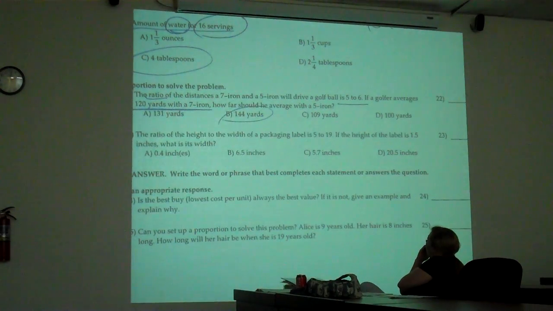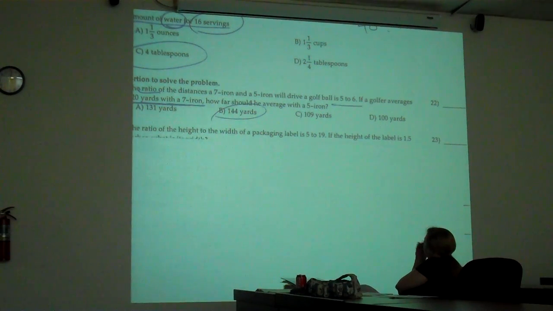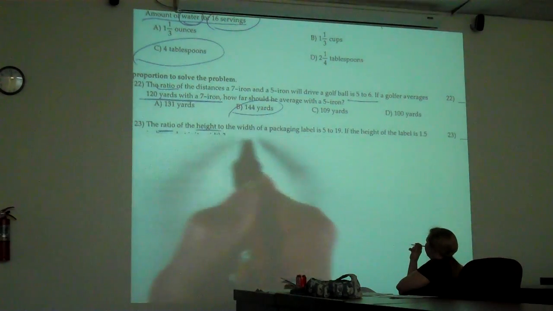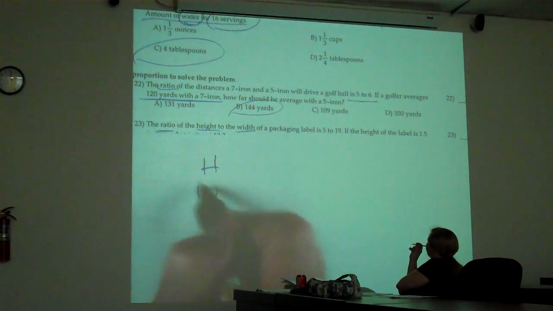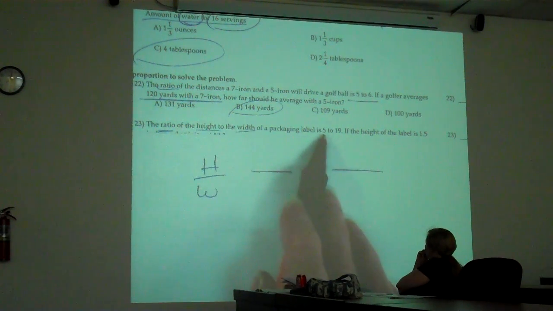Okay, some more estimate word problems. The ratio of height to width on a package is 5 to 19. What are our labels going to be? Height and width. Height to width is 5 to 19.